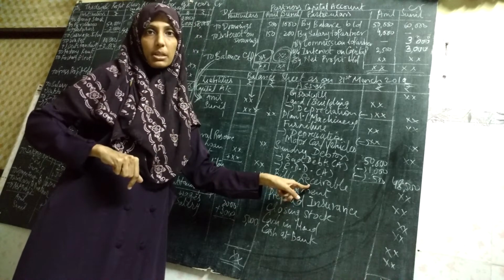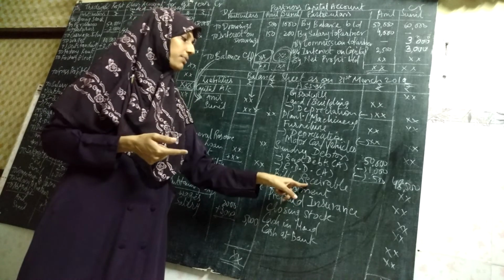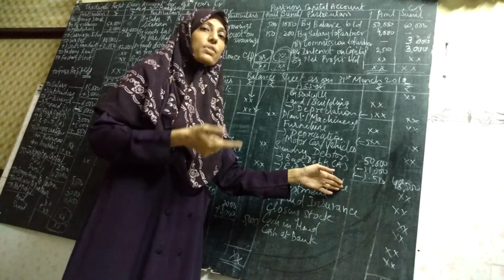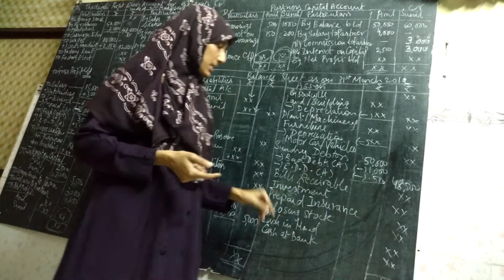Money is receivable. Money will be receivable. Therefore, it is bills receivable. It is our own money that is going to be received in the near future. So, bills receivable on the asset side.